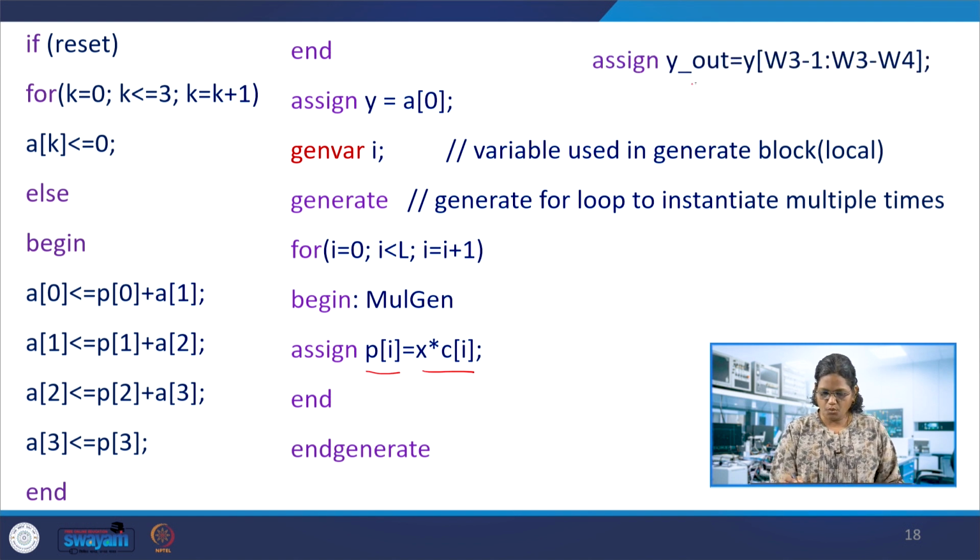And then assign y out. What is the y here? The adder array output, so between w3 minus 1 and w3 minus w4, that is the last 8 to 18 bits of y corresponding to the output. You can take the output from it. Actually this is the module.